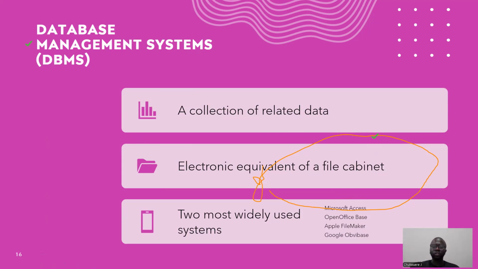It says it's a collection of related data, which, for example, is the electronic equivalent of your physical file cabinet. The same way you can see those books there, that is what your database does for you electronically.